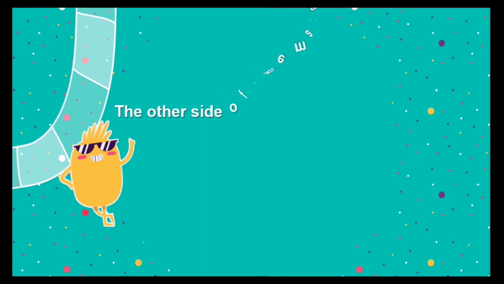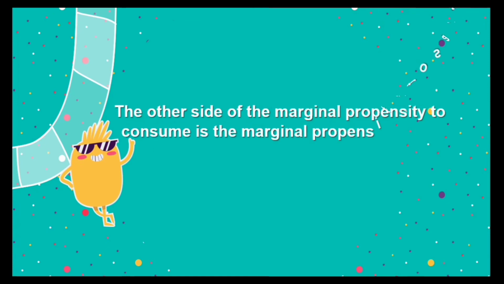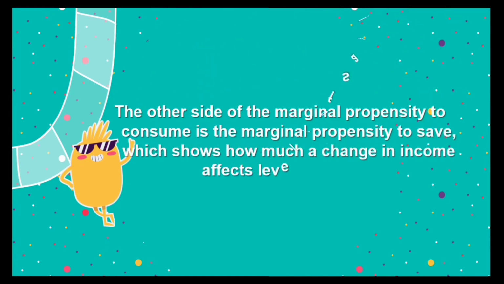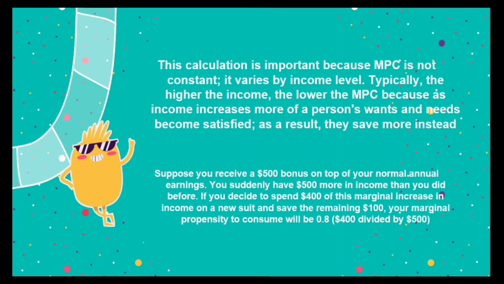The other side of the marginal propensity to consume is the marginal propensity to save, which shows how much a change in income affects the level of saving. This calculation is important because MPC is not constant, it varies by income level. Typically, the higher the income, the lower the MPC, because as income increases, more of a person's wants and needs become satisfied. As a result, they save more instead.